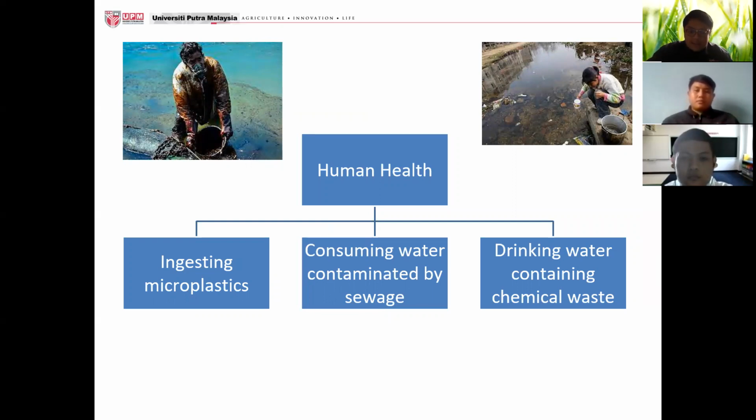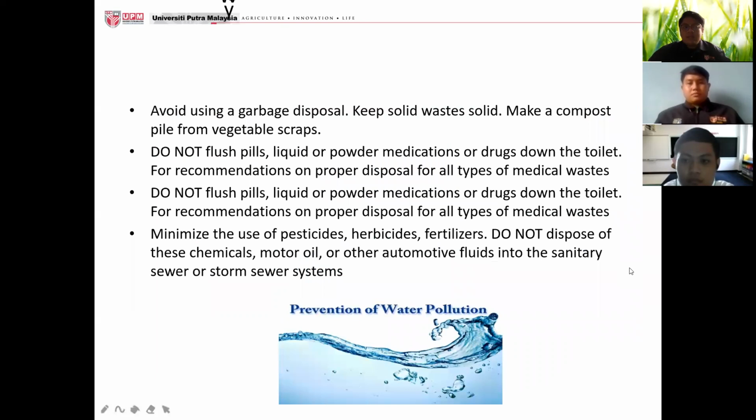So next is drinking water containing chemical waste. Chemical pollutants such as pesticides, fertilizers, and heavy metals can cause serious health problems if ingested. For example, when people in America experienced water contamination due to inadequate testing and treatment of their water supply, the contaminated water caused rashes, hair loss, and itchy skin, and lead levels in the bloodstream of children who drank the water doubled.